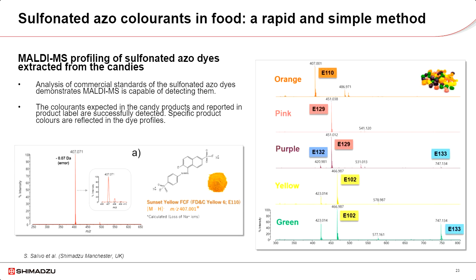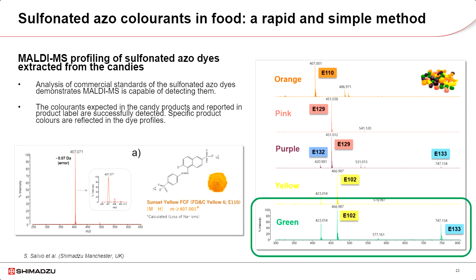Then we proceeded with extracting the azo dyes from the commercial candies. Here on the right, we have examples of MALDI spectra of each colored product, where all the dyes detected are consistent with its color. For example, the green candy contains the yellow Tartrazine E102 dye and the Brilliant Blue FCF E133 dye.